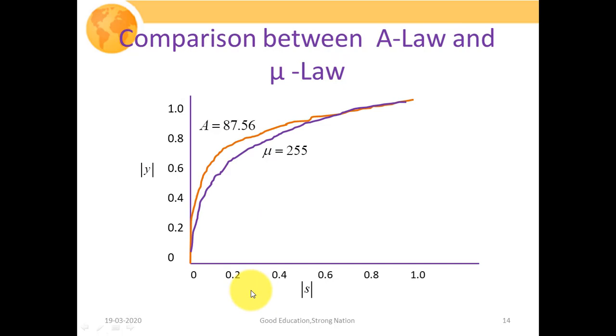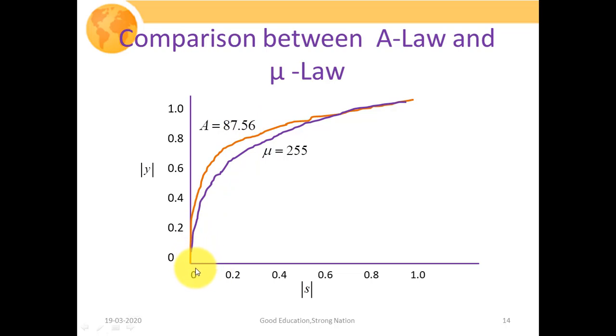So this particular figure shows the comparison between A-law and mu-law. This is the curve between the normalized input signal value and the normalized compressor output. So this purple color curve signifies our mu law companding characteristics, where the value of mu is equal to 255, as we had already mentioned that it is the standard value. And this orange color curve shows the A-law characteristics. The standard value of A is 87.56.